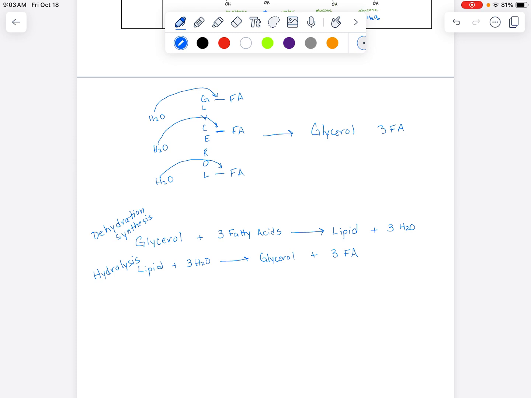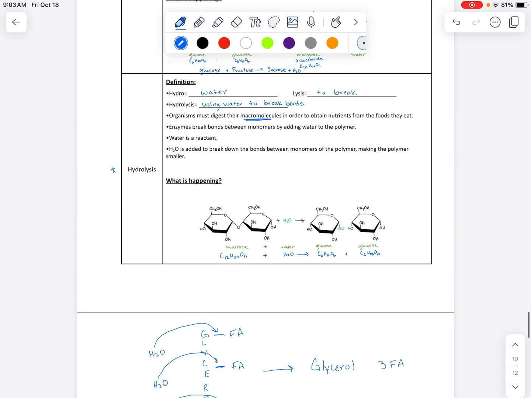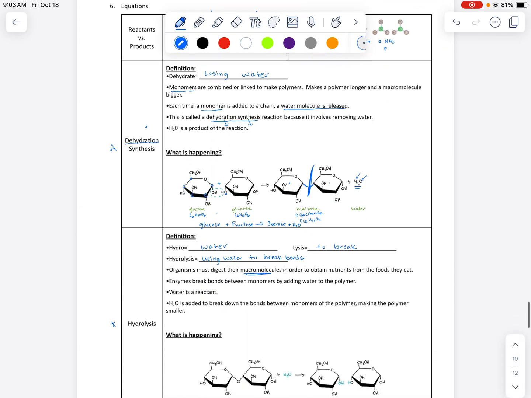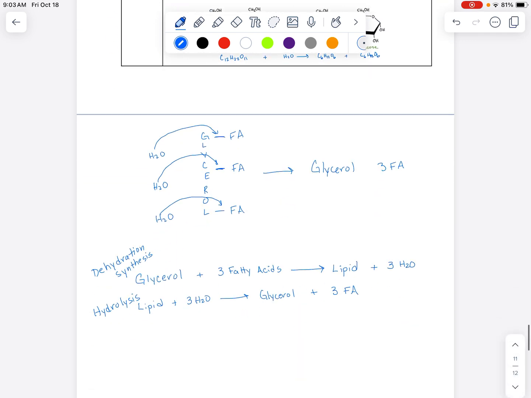On Tuesday, we're going to be doing the macromolecules wet lab. So we're actually going to be doing these tests in class so that we can start to see how to identify proteins, carbohydrates, and fats. Remember, there's no test for nucleic acid. All right, that's all I've got for you. So we're going to go ahead and move on to the macromolecules activity.